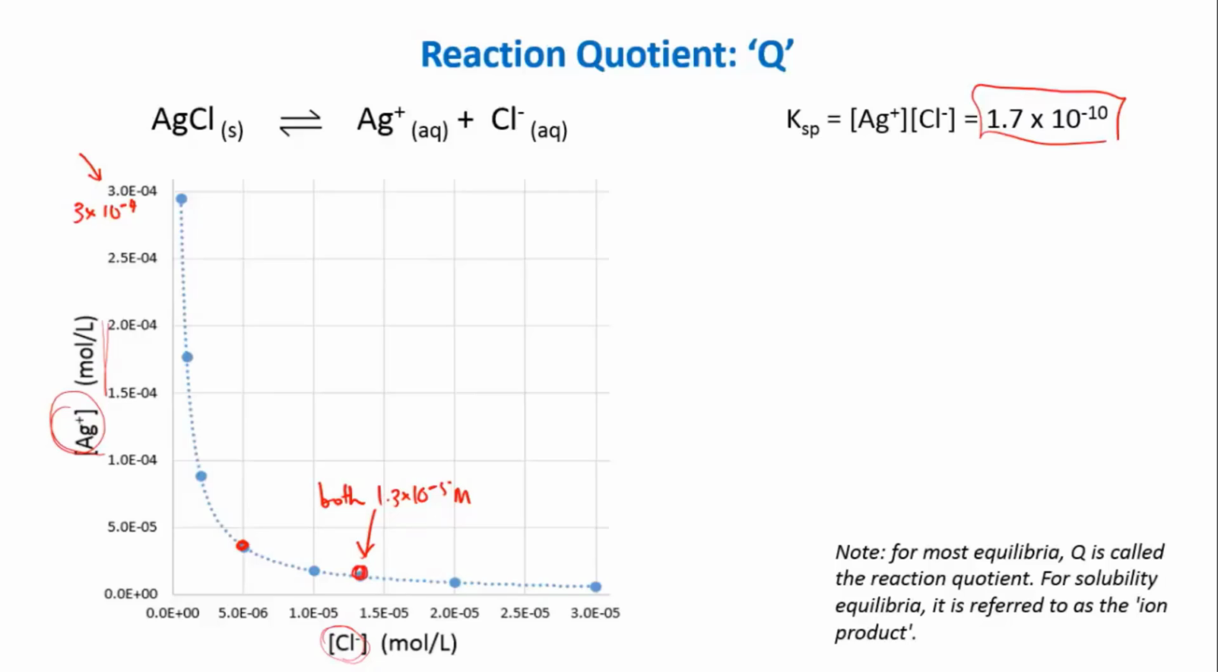All right, now let's have a look at another possibility. Say we've got a system that is over here. Okay, let's call this point A. So our concentration of chloride is 1 times 10 to the minus 5. And our concentration of silver is 1.5 times 10 to the minus 4.